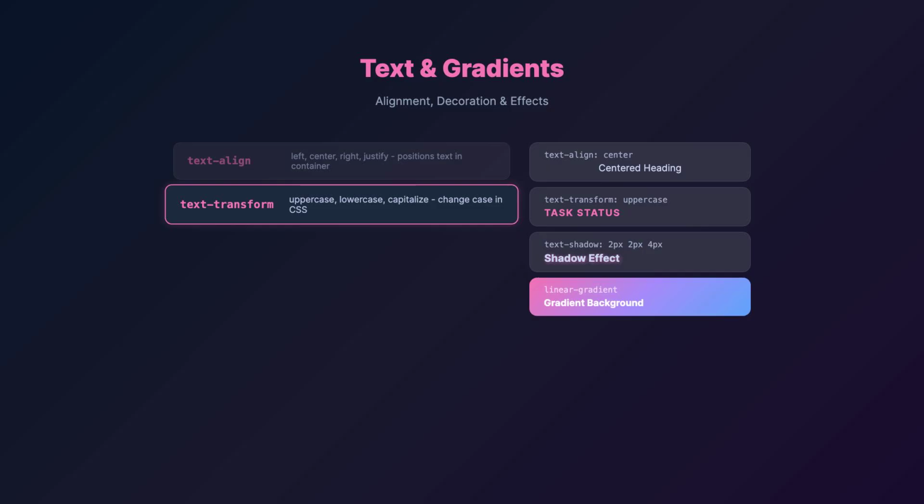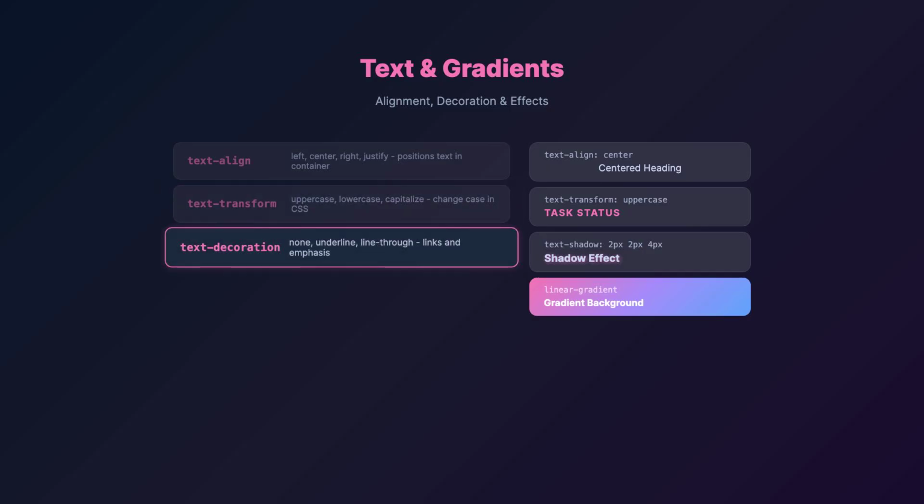Text transform changes the case of text. Uppercase converts everything to capital letters. Lowercase converts to small letters. Capitalize makes the first letter of each word uppercase. Use text transform uppercase for labels and buttons instead of typing in caps. If you change the text later, the casing stays consistent.